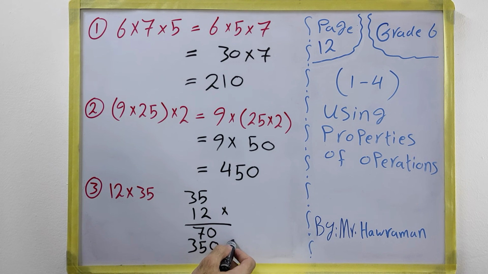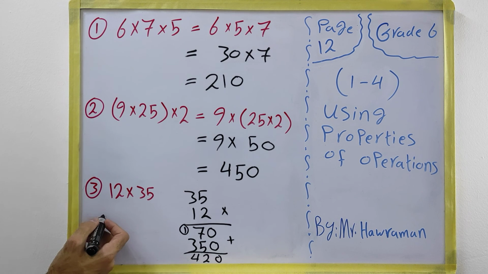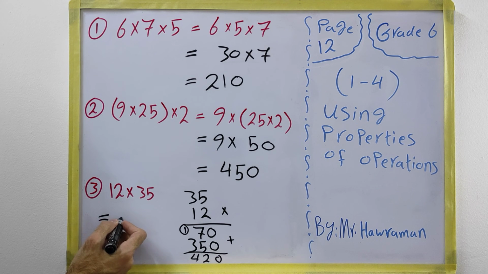And always in the end we have addition. 0 plus 0, 0; 7 plus 5, 12, 2 and 1; 1 plus 3, 4. 420. The result of 12 multiply 35 is 420. This is how to multiply two numbers, both of which are 2 digits by 2 digits.